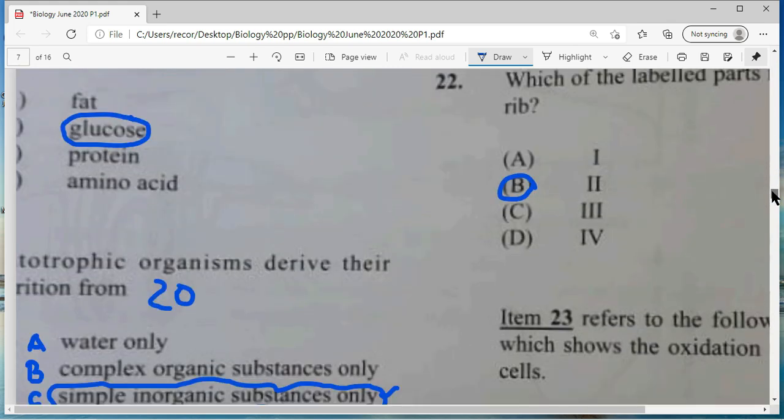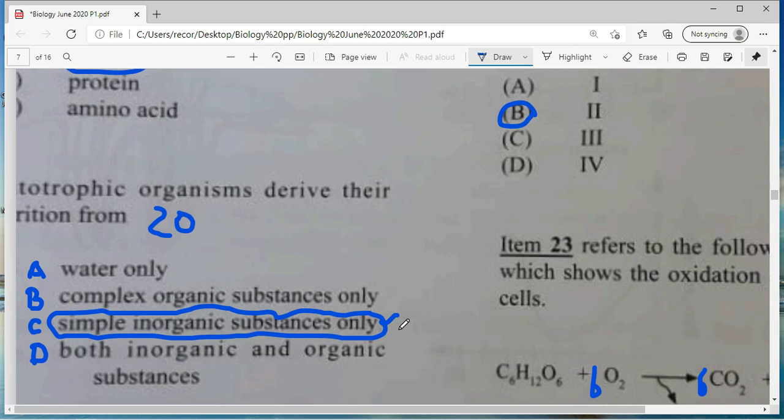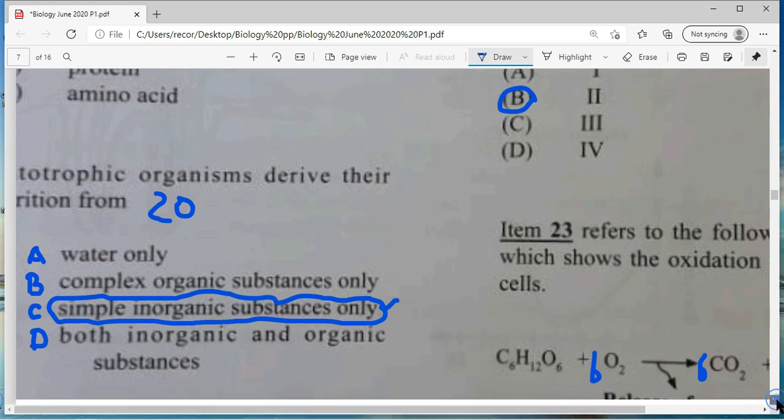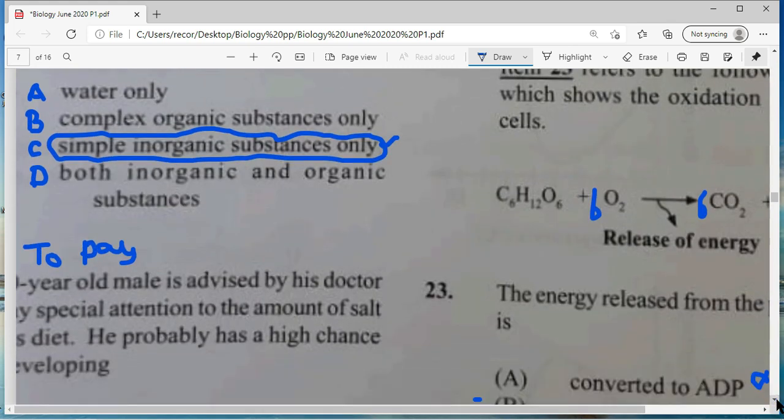Now we move on down to the other question, and we're looking at autotrophic organisms. They derive their nutrients from simple inorganic substances only. Carbon dioxide is of course inorganic. Remember, we are looking at organic versus inorganic, and I think this is pretty much a definition from the text. If you had gone to our channel, you would have seen this nicely explained when we looked at autotrophic, heterotrophic, and saprophytic nutrition. Let's look at this one.